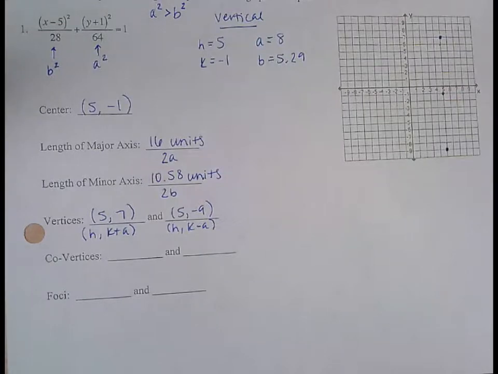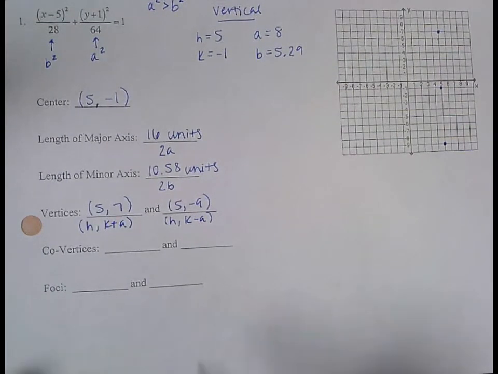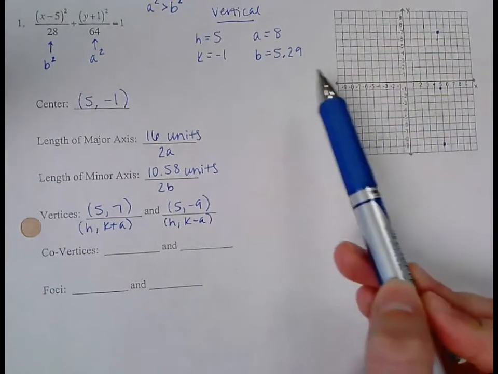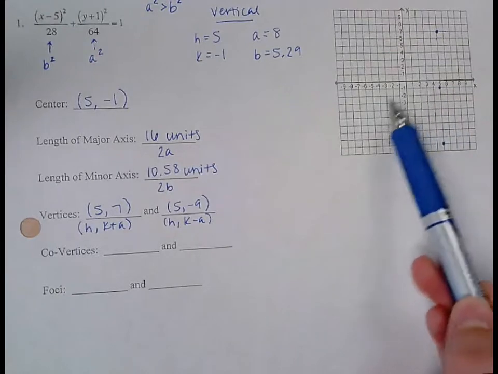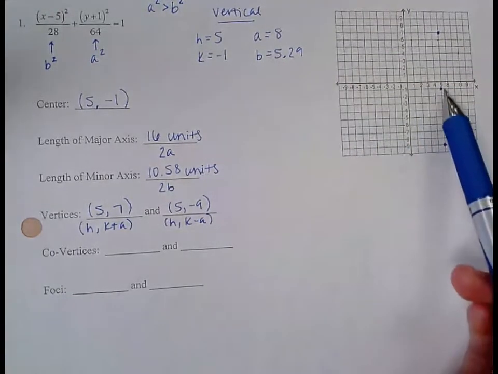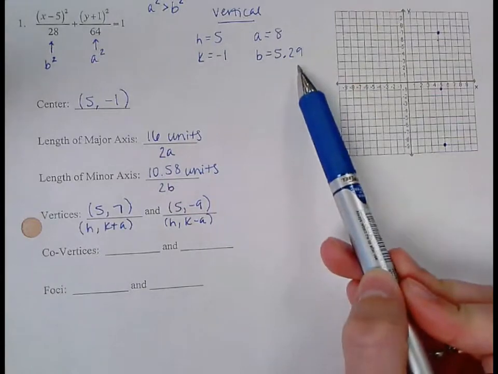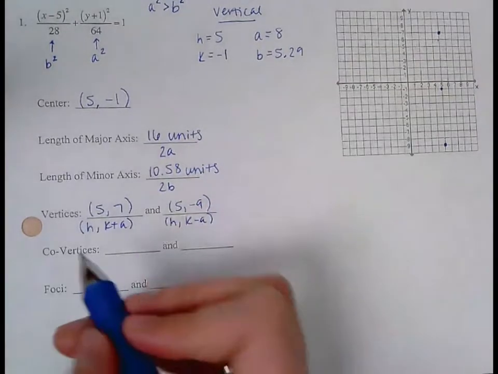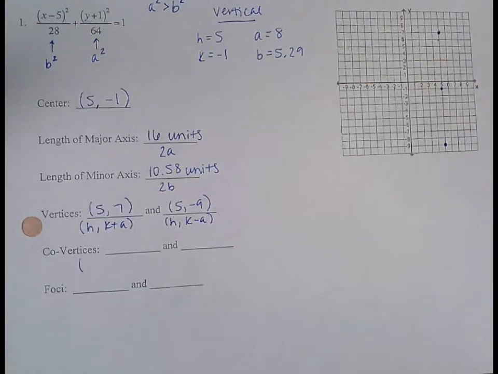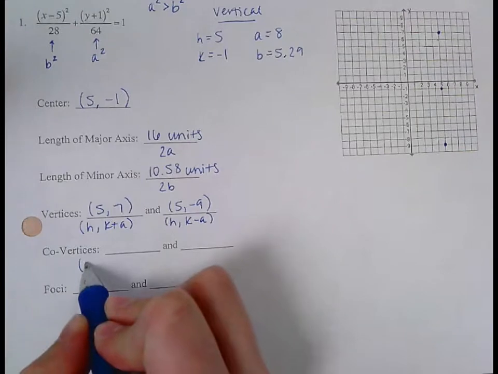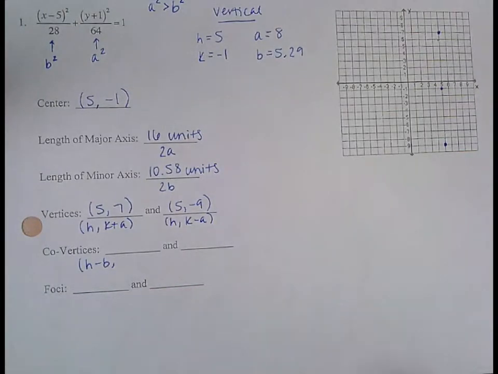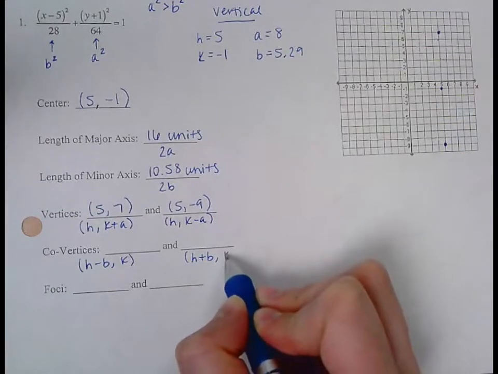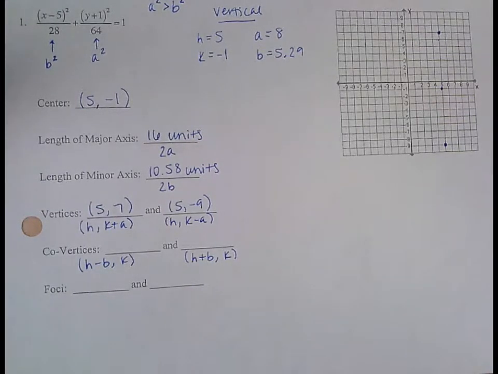All right, then for the covertices, I'll do the same thing. I'll use the formulas, even though for a covertex on a vertical ellipse, those are to the left and the right of the center. So this means I would be going to the left 5.29 units and then to the right 5.29 units to plot my vertices. Or I can use the formulas. So the formula for the leftmost vertex is h minus b for the x-coordinate, and then k for the y-coordinate, and then h plus b for the x-coordinate, k for the y-coordinate for the rightmost one.